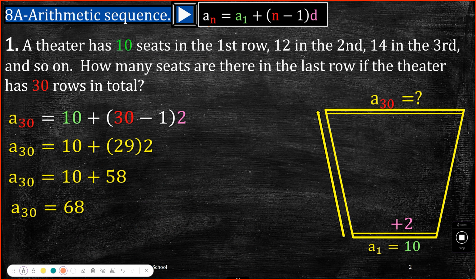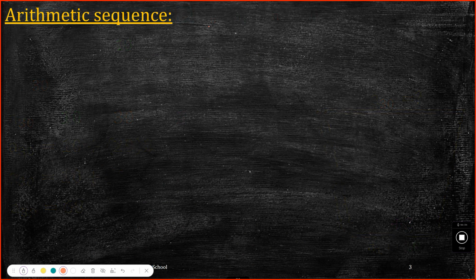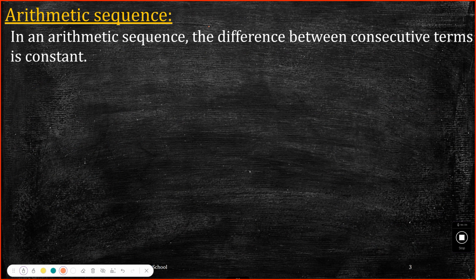That's problem number 1, I guess. Problem number 2. What actually is an arithmetic sequence? An arithmetic sequence is when to get the next number in a sequence, you only have to add or subtract a constant number. So in an arithmetic sequence, the difference between consecutive terms is constant.